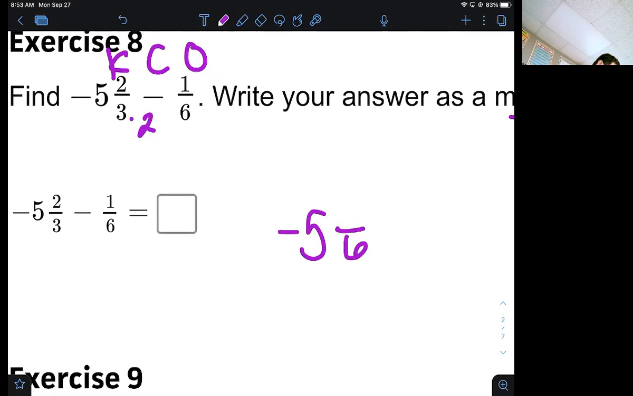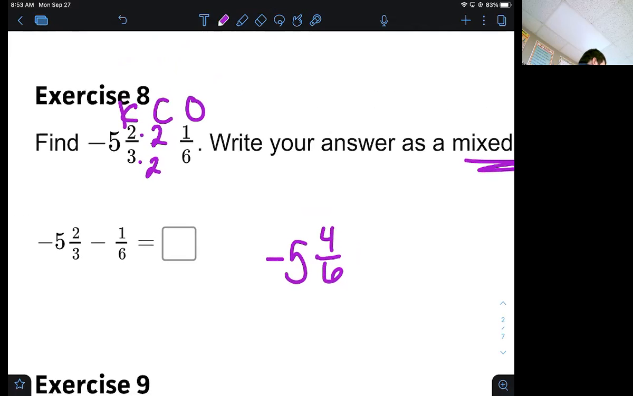So times by 2, times by 2. Let's make this -5 4/6. Now, it's a subtraction problem. So I'm going to keep that -5 4/6. I'm going to change it to addition and then take the opposite. Keep change opposite does not mean keep change flip.